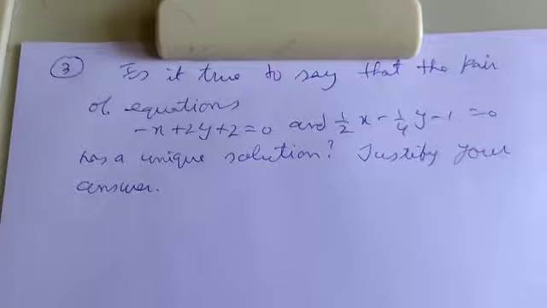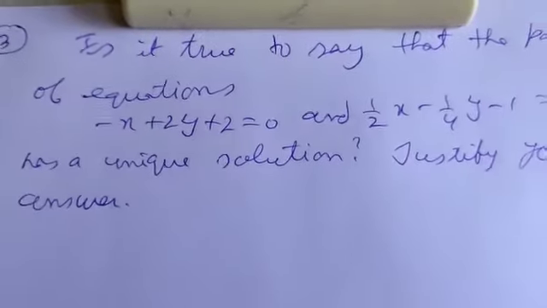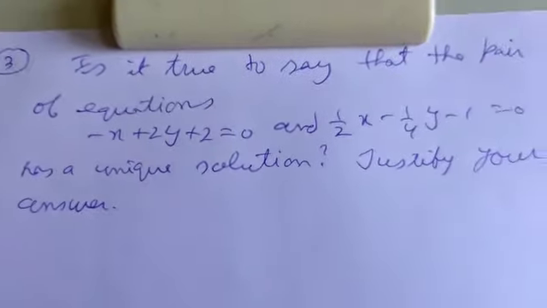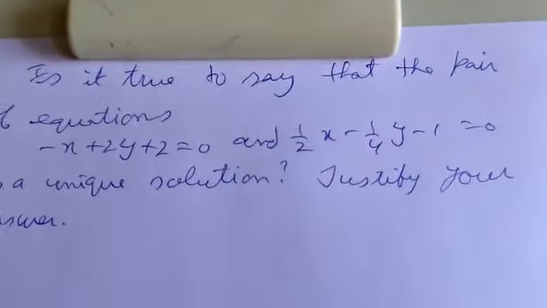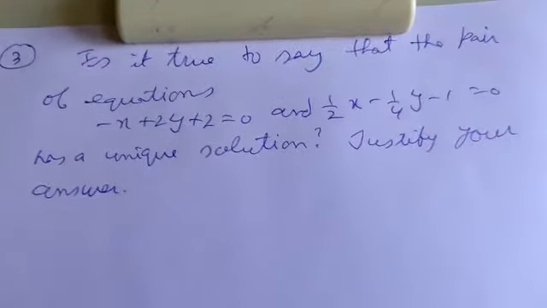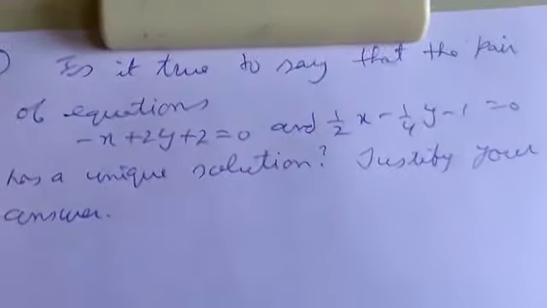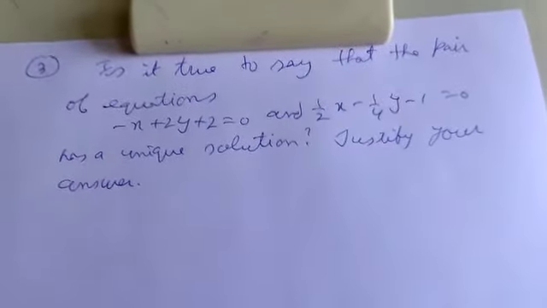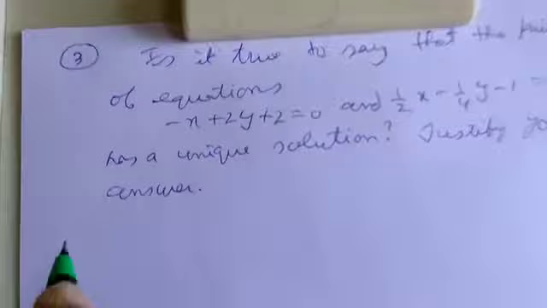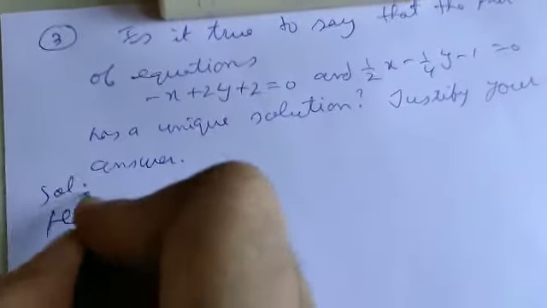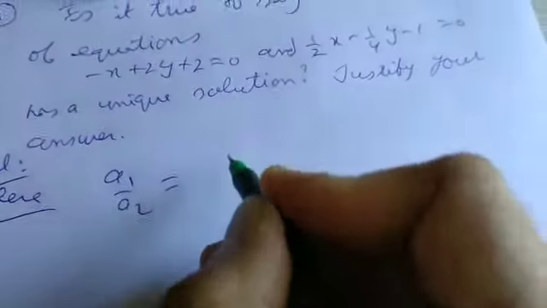Now students, we have the third question. Is it true to say that the pair of equations minus x plus 2y plus 2 equal to 0 and 1 by 2x minus 1 by 4y minus 1 equal to 0 has a unique solution? Justify your answer. For a unique solution, we know that we have to check only that a1 by a2 should not be equal to b1 by b2. So let us try this one.